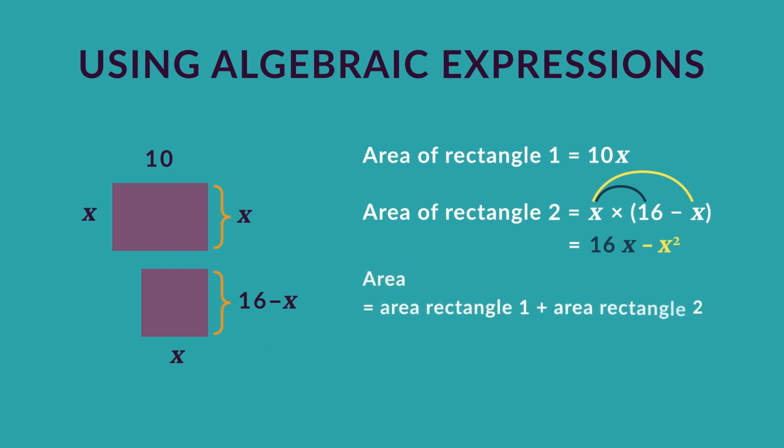Now we can add the two expressions together. 10x plus 16x minus x squared. 10x and 16x are like terms, so we add them together to get 26x. This gives negative x squared plus 26x.